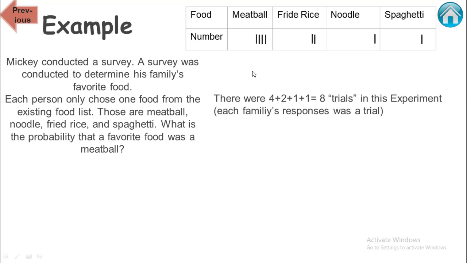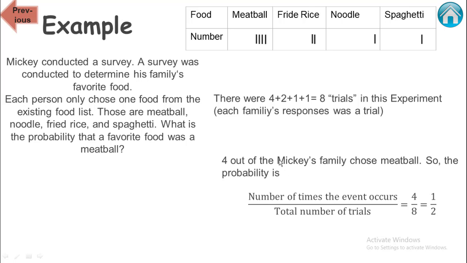So there were 8 trials in this experiment, and 4 out of Mickey's family chose meatball. So the probability is the number of times the event occurs divided by the total number of trials. So the empirical probability is one half. And in the next slide, we will discuss theoretical probability.